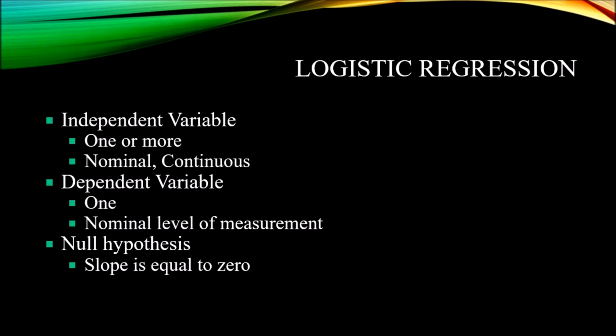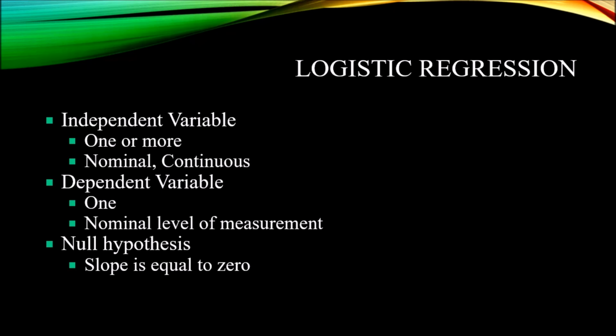So the last statistic that I'll be looking at here is logistic regression. With a logistic regression, you can have one or more independent variables, and the variables can be nominal or continuous. And for the dependent variable, you have one dependent variable. It's measured at the nominal level of measurement. So the dependent variable, in the case of logistic regression, is categorical.